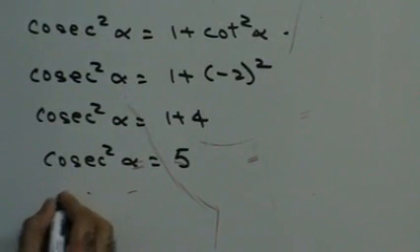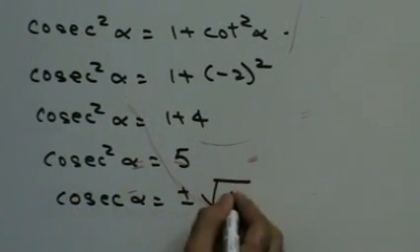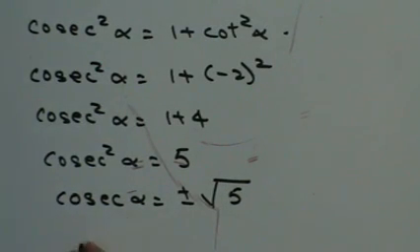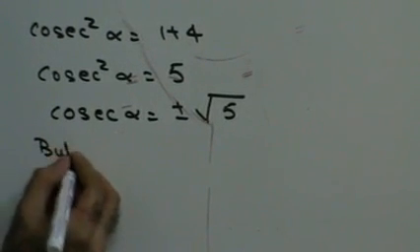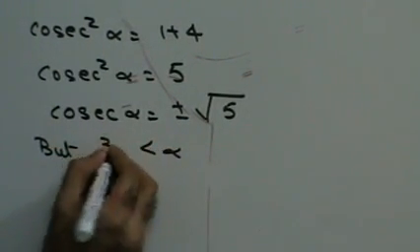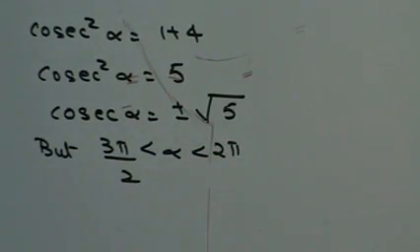Take square root on both the sides, so I'll get cosec alpha is plus minus root 5. Guys, pay attention here, you can copy later. I can say but alpha is greater than 3 pi by 2 and less than 2 pi. Right? Let's draw the diagram, guys.